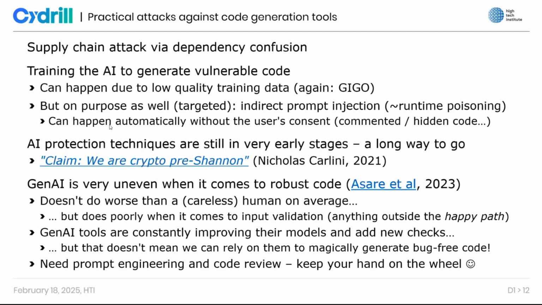Which can happen automatically without the user's knowledge or consent, because let's say the user asks these tools to summarize this part of the documentation of a library, and the attacker puts some malicious content in that library, in this example, and well, the content will be observed in the prompt, and the model will generate malicious code based on that. So there are ways to attack the user in such ways.